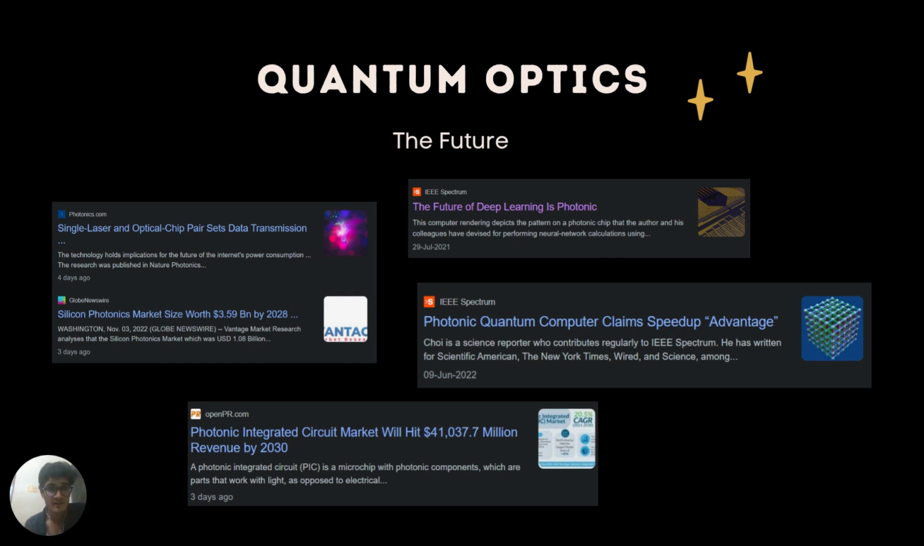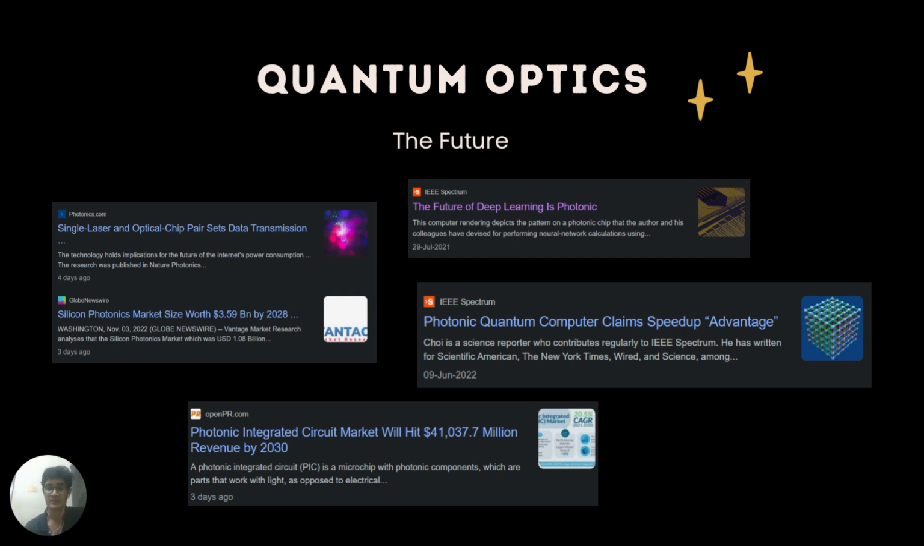Another one: single laser and optical chip pair sets data transmission record. You can also see the dates here. The 4 days ago corresponds to somewhere around the last week of November, around November 15. Silicon photonics market size worth 3.59 billion by 2028 is estimated by this firm. A $1 billion economy being built on silicon photonics. Photonic integrated circuit market will hit 41,000 million dollars revenue by 2030.